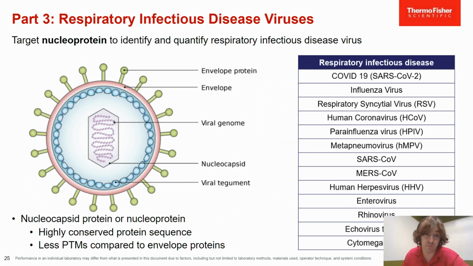So now I'll move on to the third part of the talk, which is the development of a respiratory infectious disease panel. The listed common respiratory infections on the right all have symptoms that may be mistaken for COVID-19. In addition, they all contain a centrally located nucleocapsid protein, which, as previously noted, is generally highly conserved between variants of the same virus, and is much less likely to contain post-translational modifications than other protein biomarkers.